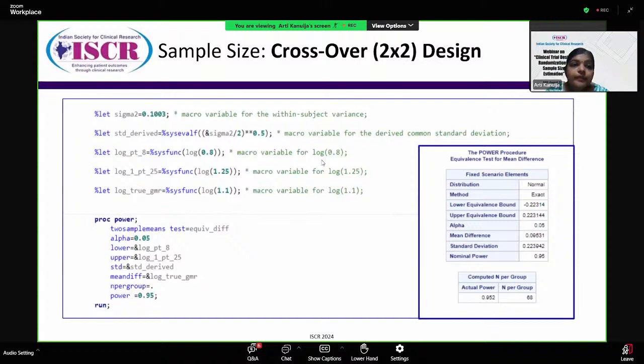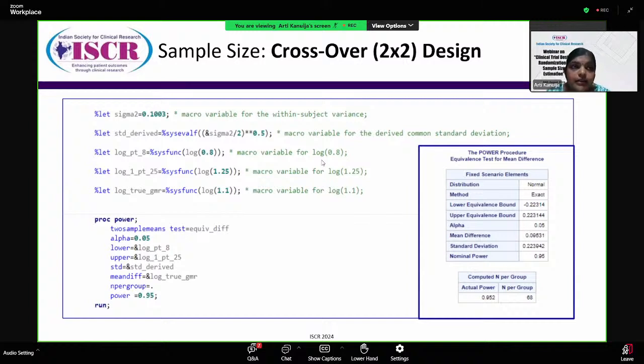Now here, this is the representation again using the proc power. Again, we are doing a two sample test. Alpha is given to you. Now, these things which are presented on top are nothing but the macro calls, meaning you're just defining what kind of number you're going to put inside the proc power.